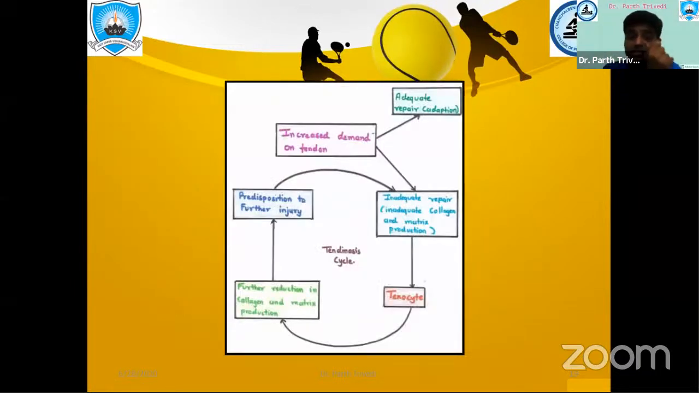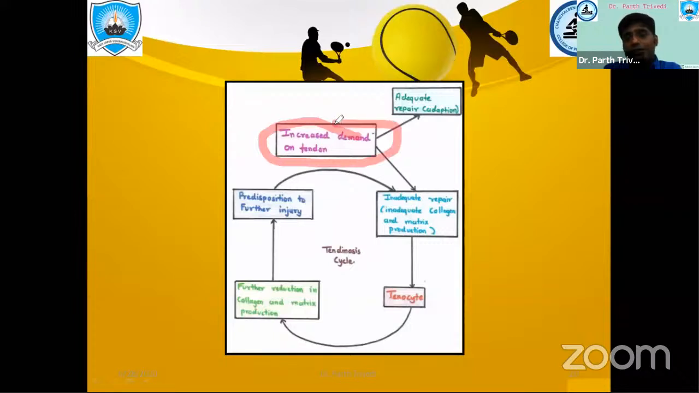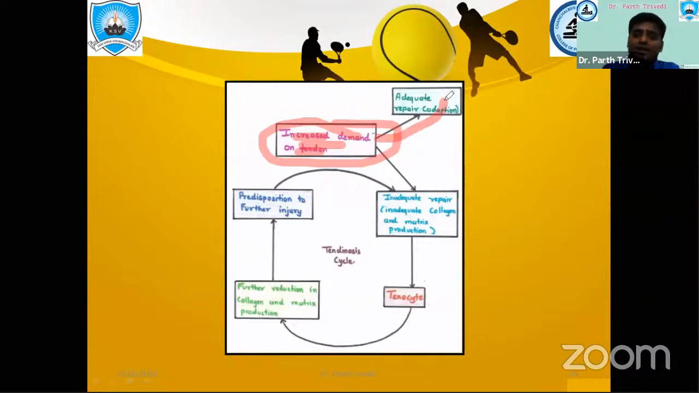So yes, this is the tendinosis cycle. In the tendinosis cycle, you have increased demand on a tendon. This increased demand is your repeated wrist extension and flexion movements. If you give adequate repair, it will adapt. If there is no repair, what will happen?